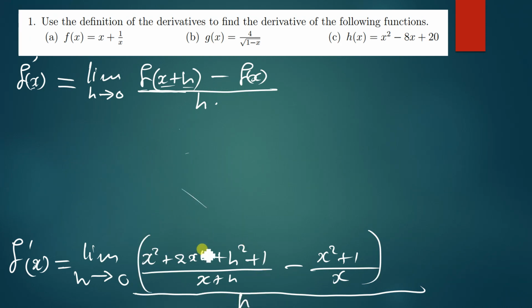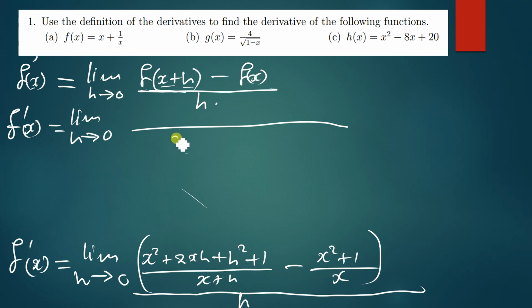Okay, so we find the common denominator. We have f prime of x being equal to the limit as h approaches 0. Then the common denominator on this side is going to be x times x plus h. When we also divide by h, it means that we're going to have h somewhere there. But before we do that, let me just leave the h alone.